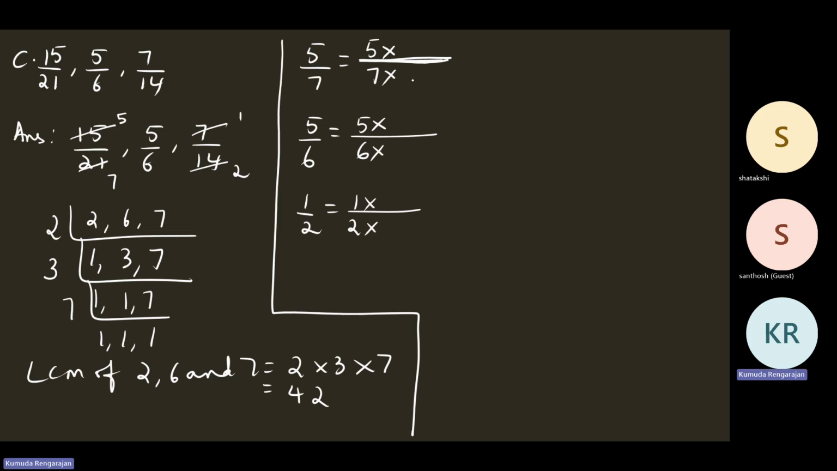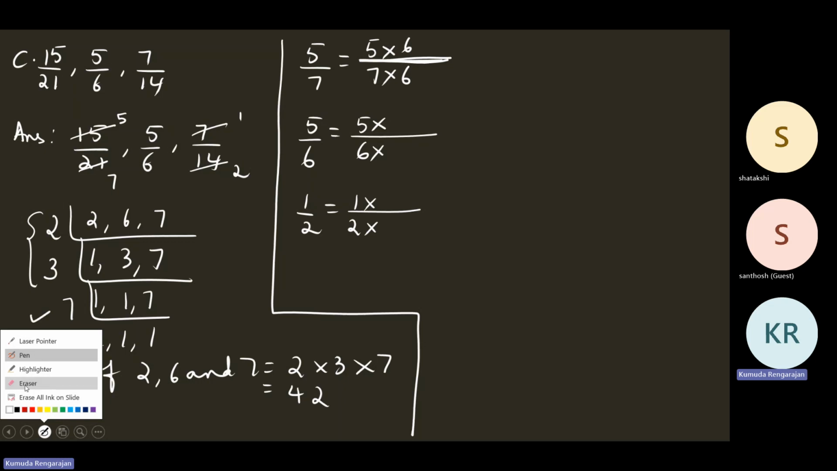Now come to the first one. What is the denominator? 7, right? So we should multiply with, because in the LCM we should take out the 7, and then 2 and 3 multiplied is equal to 6. So you should multiply the numerator and denominator with 6.